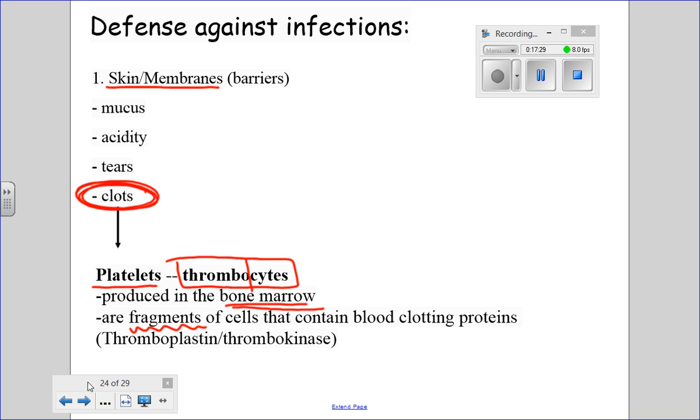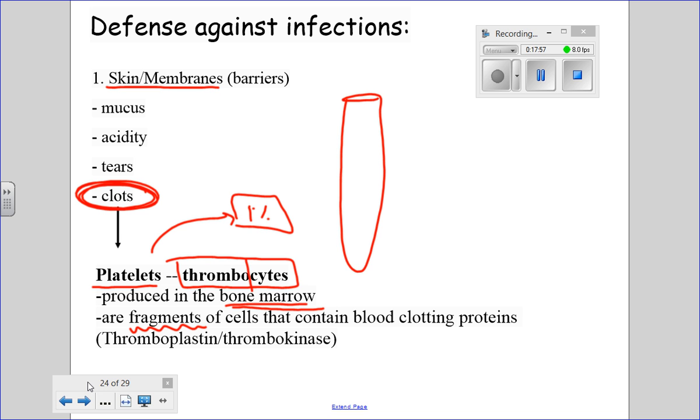And they have proteins in them. I named them just for informational purposes. I'm not going to ask you to be really specific there. But they have proteins in them that cause your blood to clot. So they are small fragments of cells that are produced in the bone marrow. Platelets are part of that 1% of cells. So if I look at my test tube full of stuff, in this 1% are platelets and white blood cells.